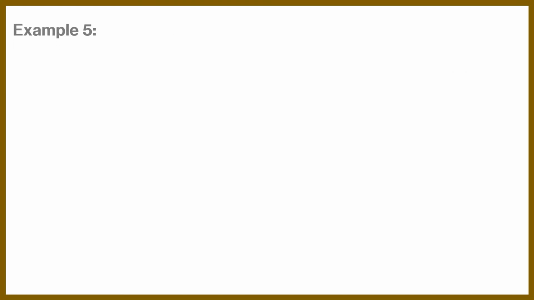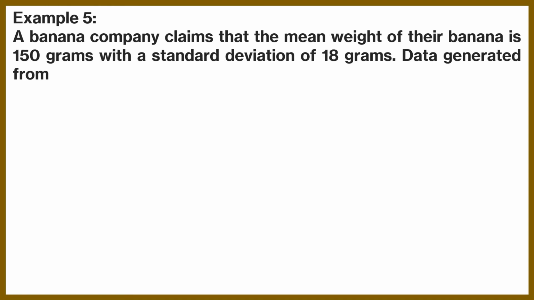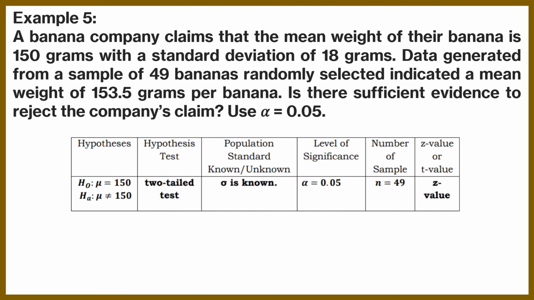Okay, example number 5. A banana company claimed that the mean weight of their banana is 150 grams with a standard deviation of 18. The data generated from samples of 49 bananas randomly selected indicated a mean weight of 153.5 grams per banana. Is there sufficient evidence to reject the company's claim? Use the significance level of 0.05. Usually kasi, pinaka-safe gamitin is this level of significance 0.05, para hindi siya mas malayo or mas mataas or mas mababa sa confidence level natin.